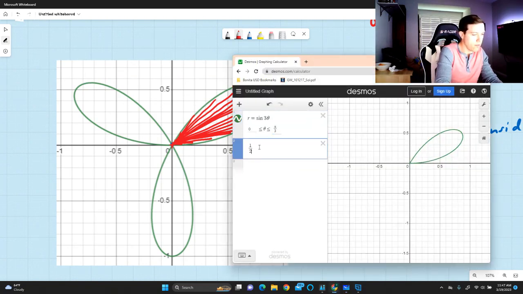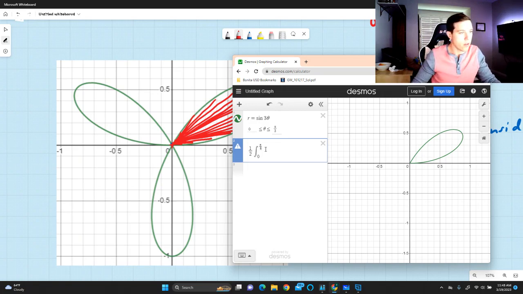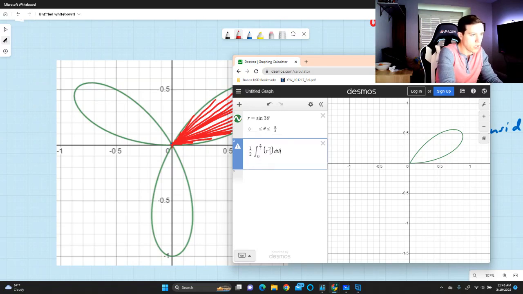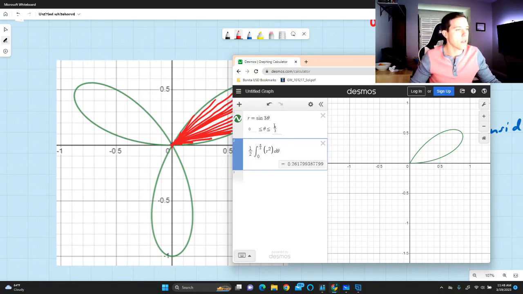So 1/2 integral from 0 to pi over 3 of r squared d theta. Make sure you use d theta because these are functions of theta. That's what I was talking about in the previous problem. See how theta is the variable inside of r? It's just like x is the variable inside of the y function. Same idea. All right, so that's how this is going to work.